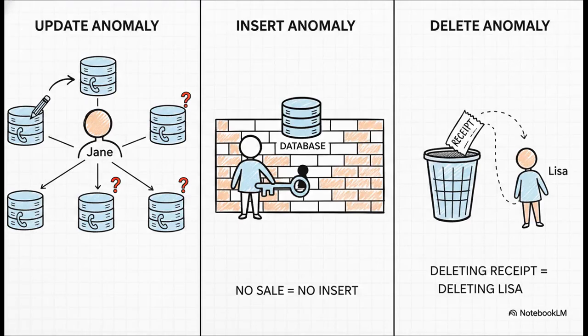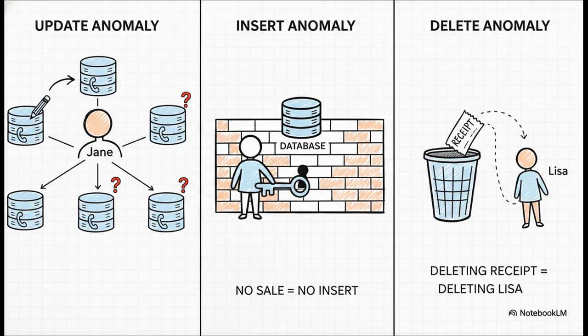All of that repetition, it creates three specific kinds of nightmares. They're called anomalies. We already talked about the update anomaly with Jane's phone. But then there's an insert anomaly. Let's say we hire a new salesperson, Lisa. Well, where do we put her info? She hasn't made a sale yet, so there's no receipt to add her to. We literally can't add her to the database.